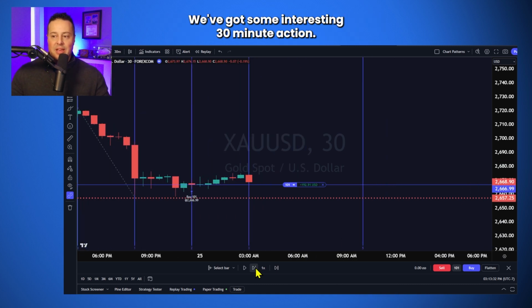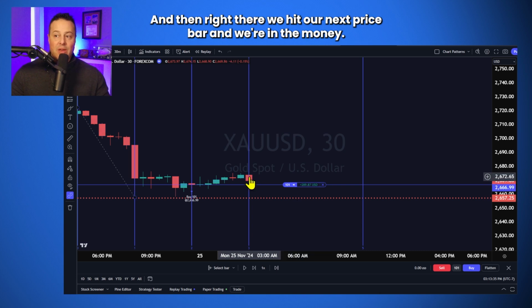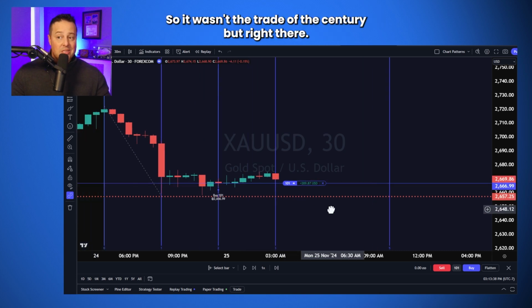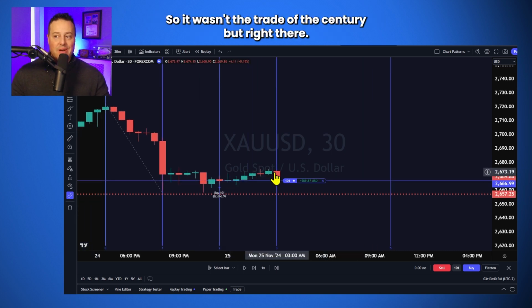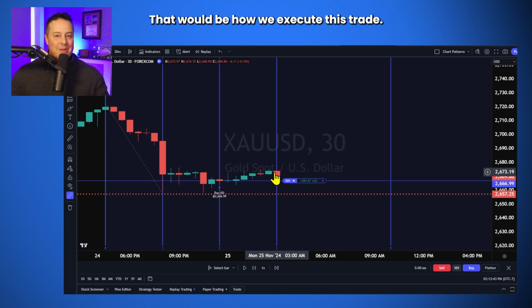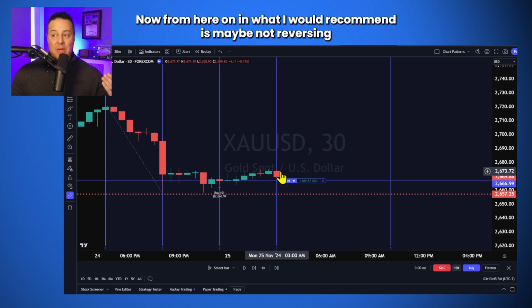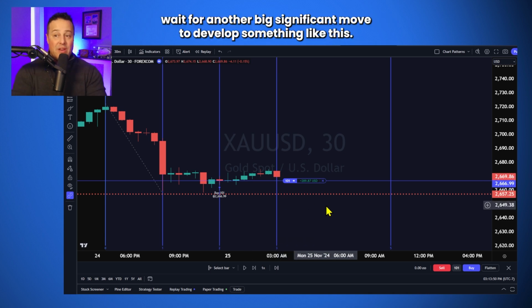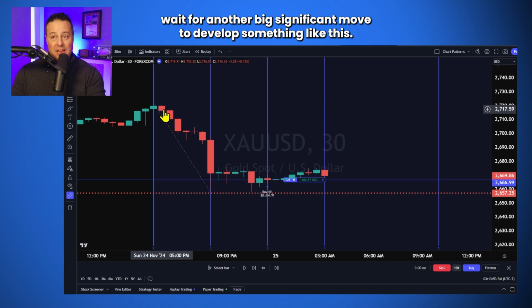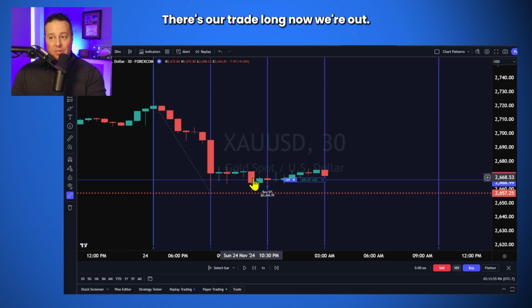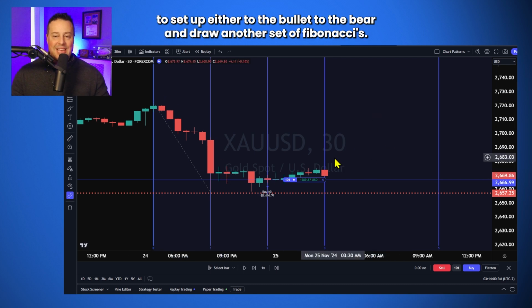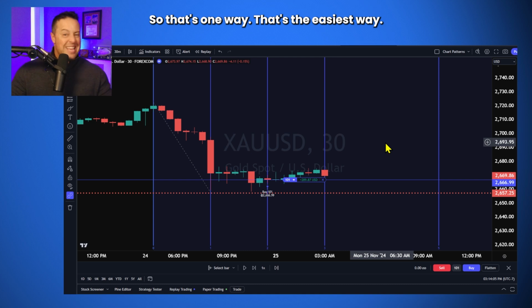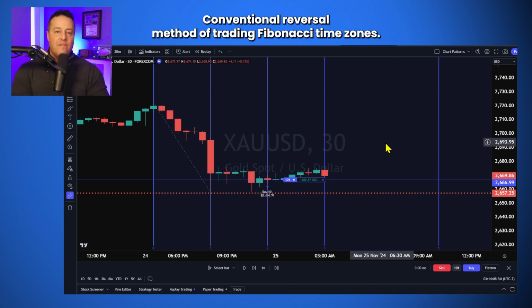You'll see right here we've got some interesting 30-minute action. And then right there we hit our next price bar and we're in the money. So it wasn't the trade of the century, but right there, that would be how we execute this trade. Now, from here on in, what I would recommend is maybe not reversing the market here, but maybe, just maybe, wait for another big significant move to develop, something like this. Bang. There's our trade, long. Now we're out. Maybe we wait for another big move to set up either to the bull or to the bear and draw another set of Fibonacci's. So that's one way. That's the easiest way, conventional reversal method of trading Fibonacci time zones.